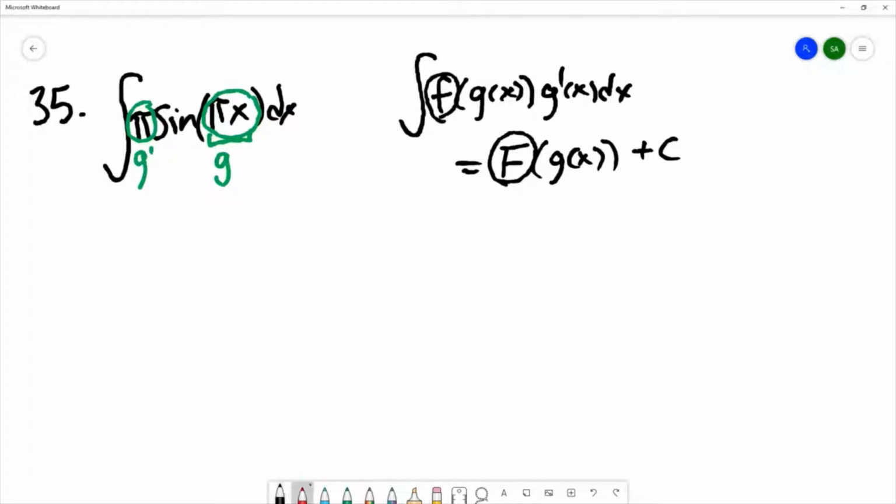So in order to apply this rule, I need the antiderivative of f, which is our outside function. This sine right here would be our outside function. So we need the antiderivative of sine, which is negative cosine. We're going to leave the inside alone and add our arbitrary constant. So we have the integral of pi sine pi x being negative cosine pi x plus c.